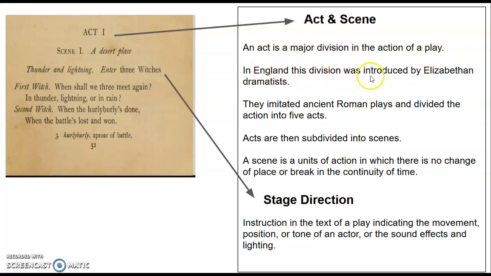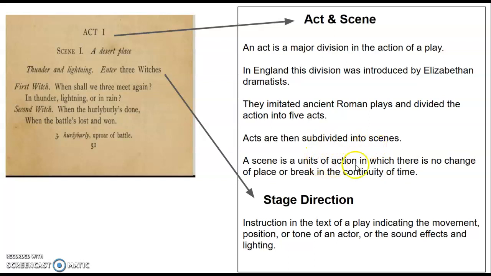In England, this division was introduced by Elizabethan dramatists. They imitated ancient Roman plays and divided the action into 5 acts. Shakespearean plays have 5 acts. That means the entire story is divided into 5 major segments that are known as acts. Acts are further subdivided into scenes.